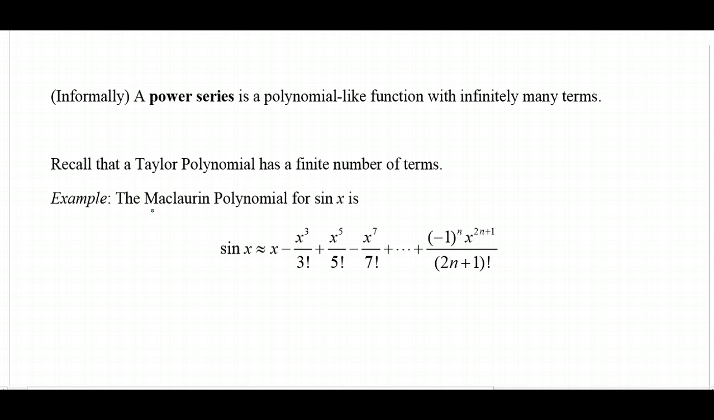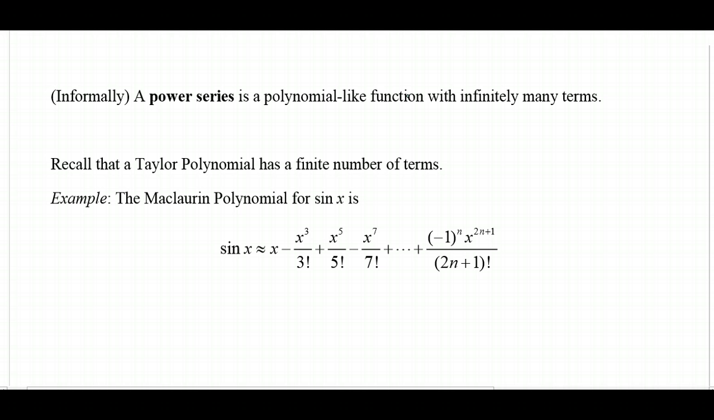So the Maclaurin polynomial for sine x was given by, well, sine x was approximately x minus x cubed over 3 factorial plus x to the 5th over 5 factorial minus x to the 7th over 7 factorial up to some finite n value. So we know that this finite n exponent was going to end up being an odd number, and this was going to have to end. A Taylor polynomial must end.